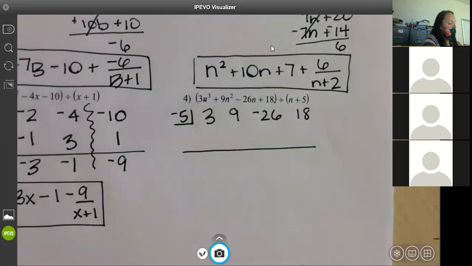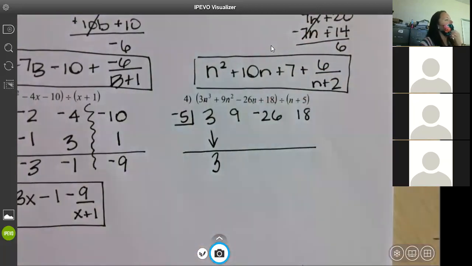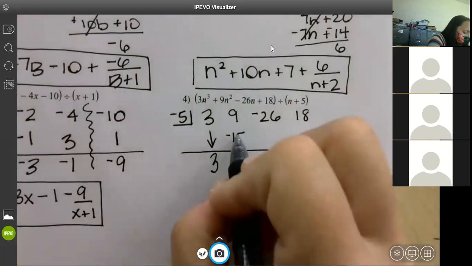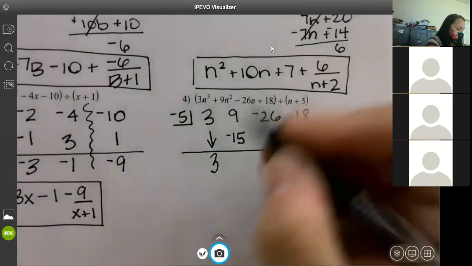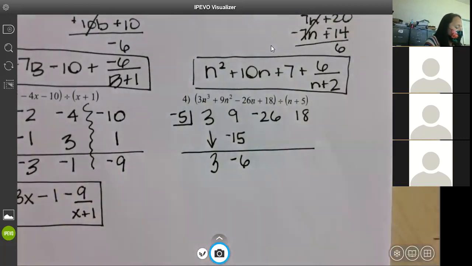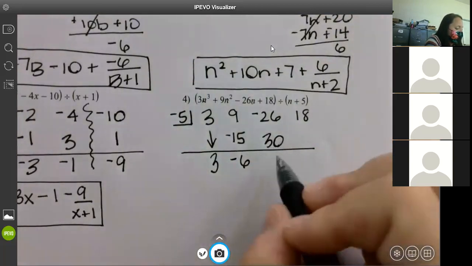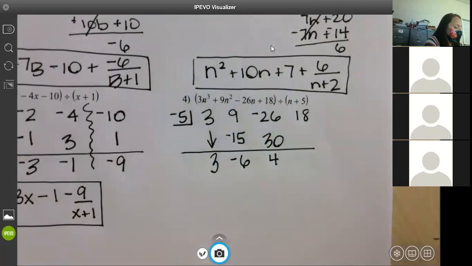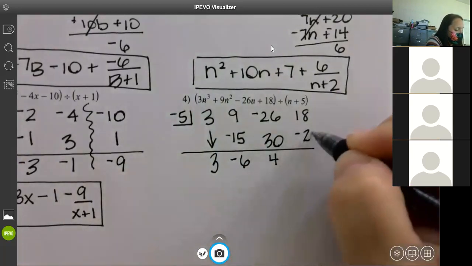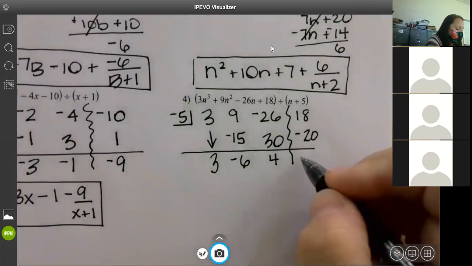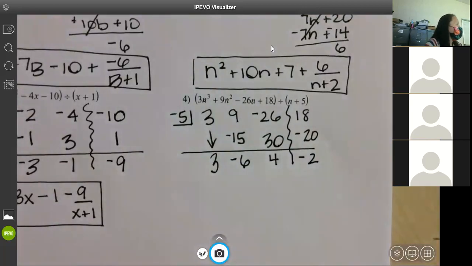What's your first step? Always bring down the first one. What do I do now? Multiply. So bring down, multiply. 3 times -5. Add. -6. Multiply. +30. Add. 4. Multiply. Remember that's your remainder. And we have a remainder of -2. Make sure you write the negative with that.